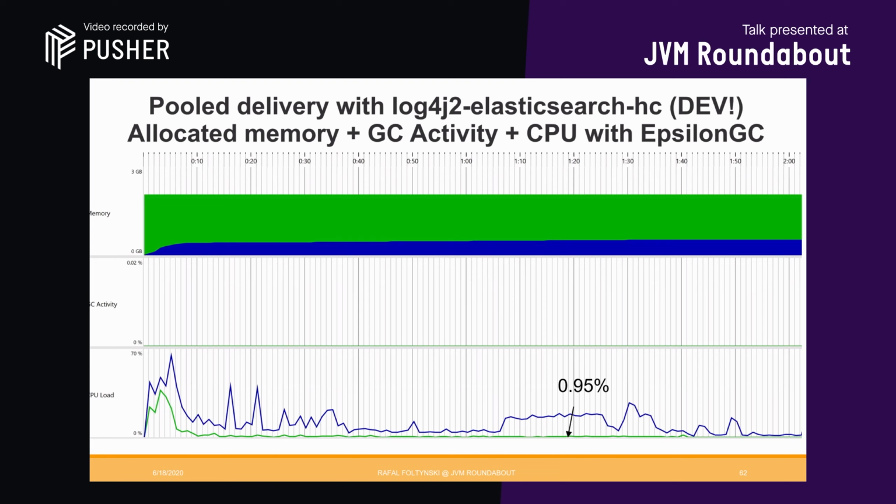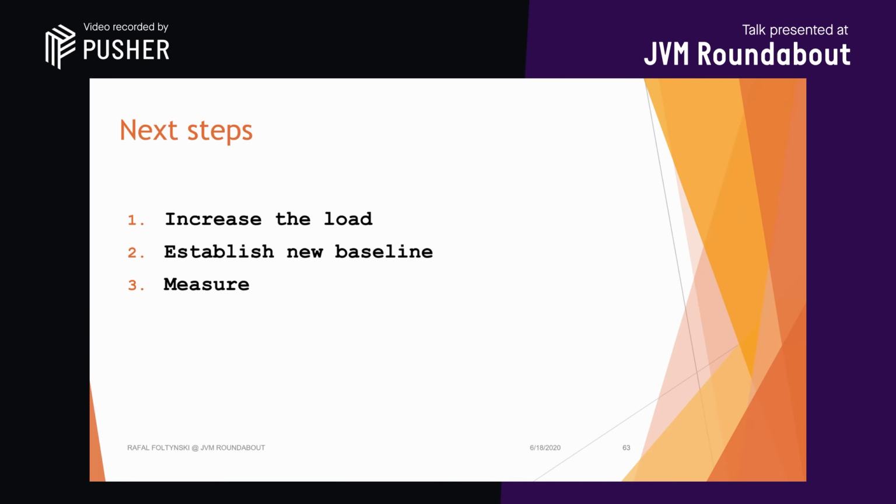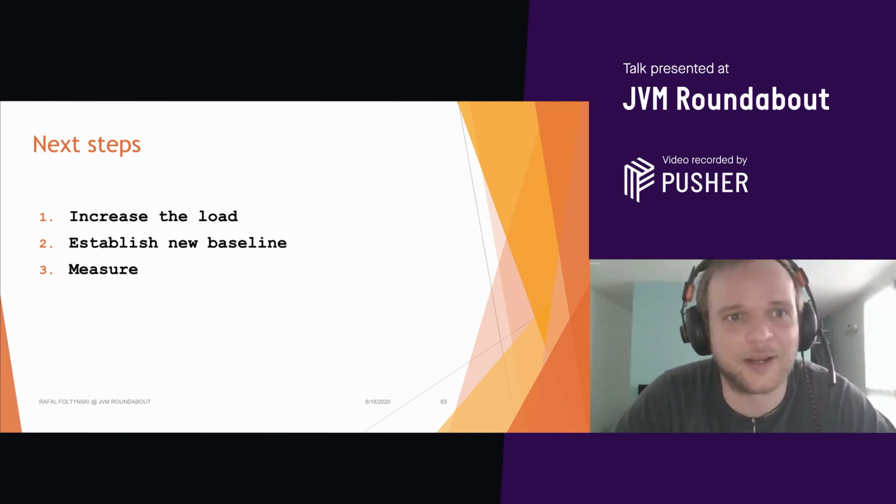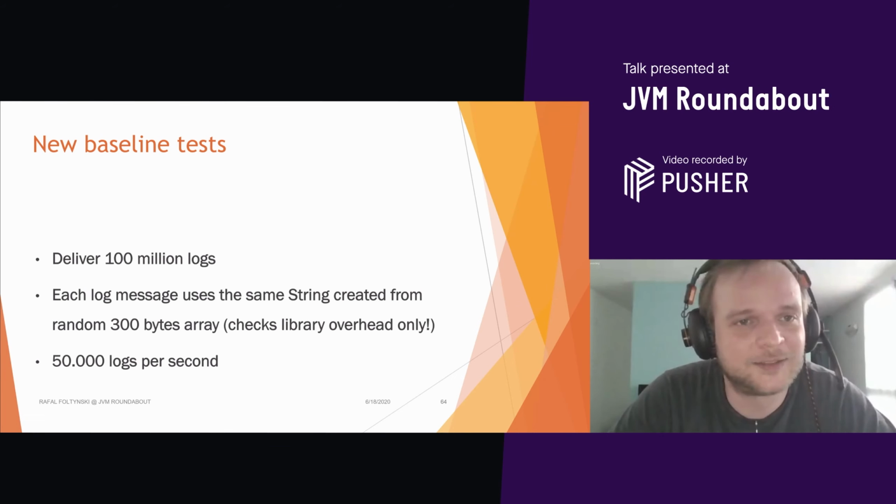So if I would like to test the actual garbage collection, I would probably get old, grow a beard, plant a tree, and still not get enough data. So let's increase the load to actually get some data about the garbage collection, establish a new baseline, and of course measure again. So let's deliver 100 million logs.